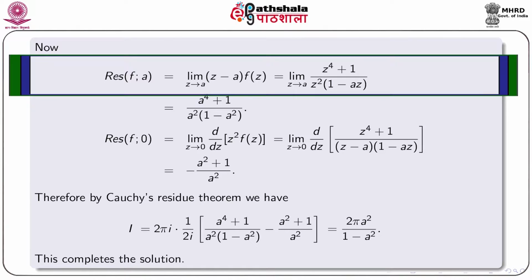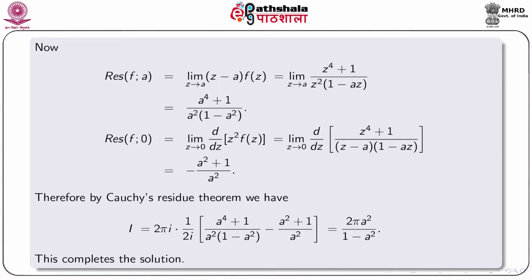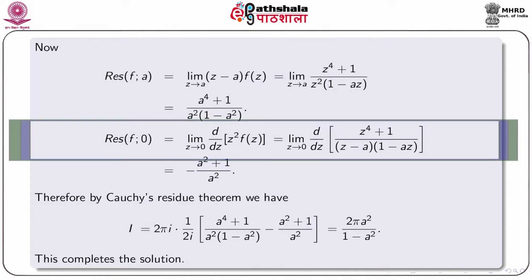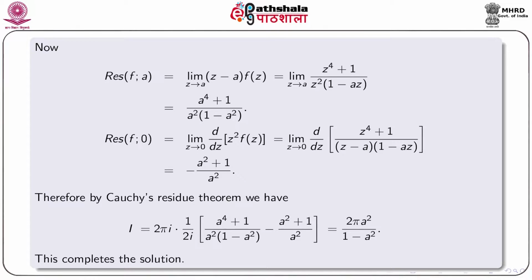Now the residue of f at a equals the limit as z tends to a of (z − a) f(z), and that is equal to the limit as z tends to a of (z⁴ + 1) / (z²(1 − az)), and that is equal to (a⁴ + 1) / (a²(1 − a²)). So the residue of f at 0 equals the limit as z tends to 0 of d/dz [z² f(z)], that is equal to the limit as z tends to 0 of d/dz of (z⁴ + 1) / ((z − a)(1 − az)), that is equal to −(a² + 1)/a².